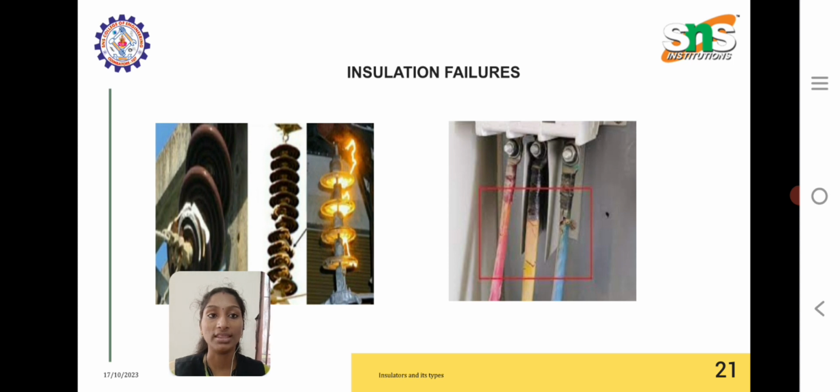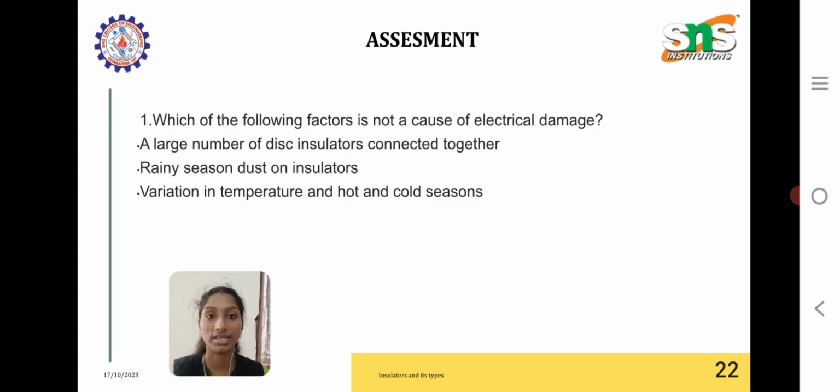Where can we find that insulation failure has happened, so that we have to choose another insulation or correct it? See in the first picture that the insulation discs are broken, so proper insulation will not be there. In this, in all the red, yellow and blue wires, there is a dark black colored thing, so we can identify that there is no proper insulation, and some copper wire is visible outside also, so that particular place is not properly insulated. That's why the insulator is very important and we have to take care of it.